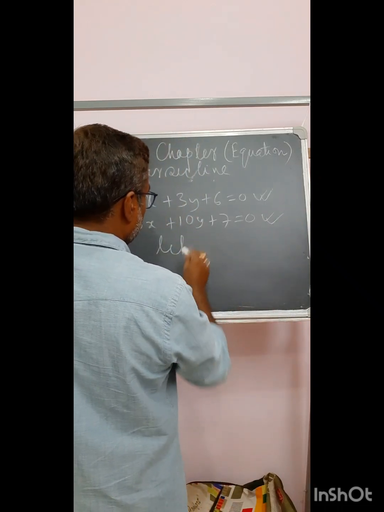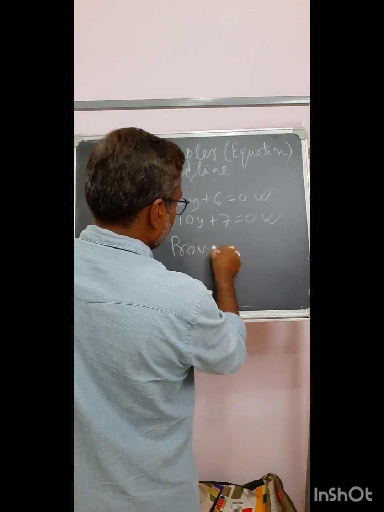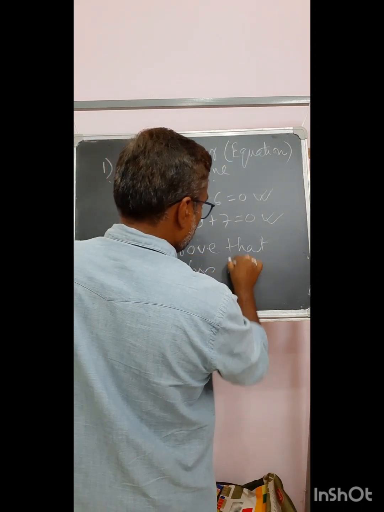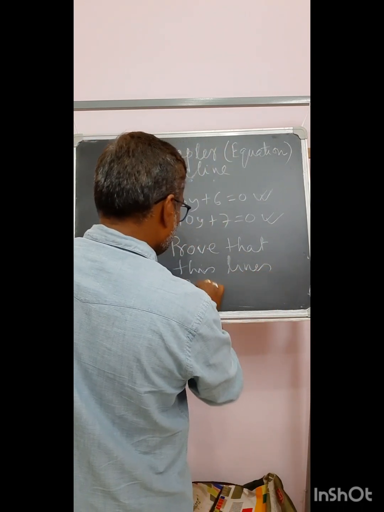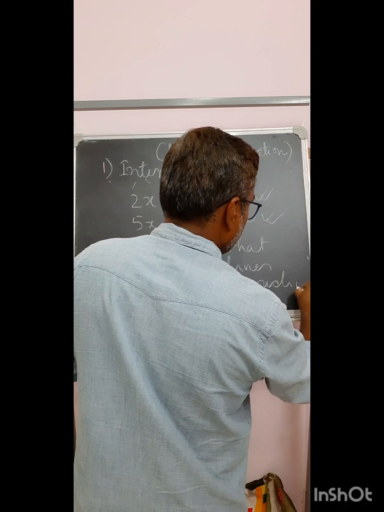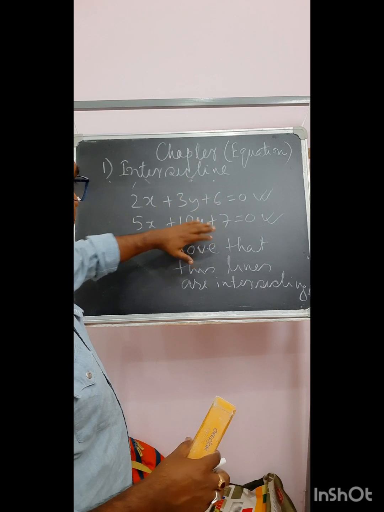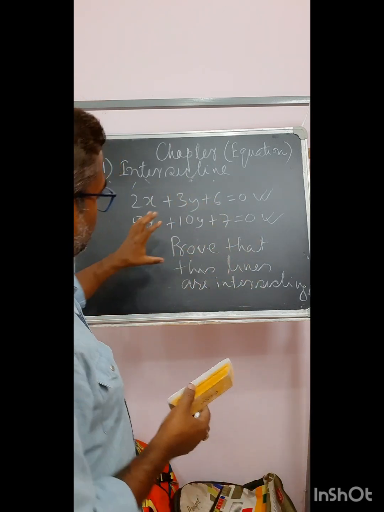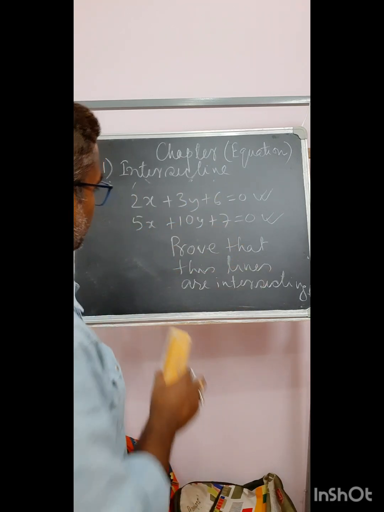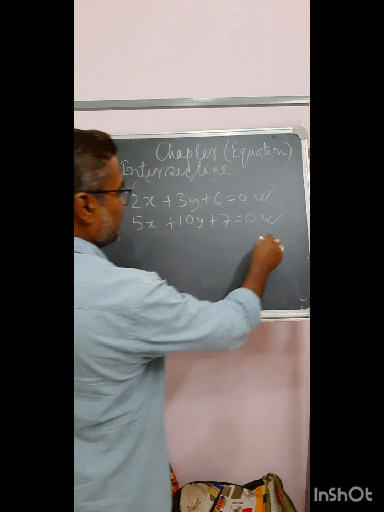Now you have to prove that these lines are intersecting. Here it is not saying that these lines are intersecting, find the value of the common point. Here it has been twisted and says given lines, you have to prove it is intersecting. You need not worry, I am just assuming that these lines are intersecting.